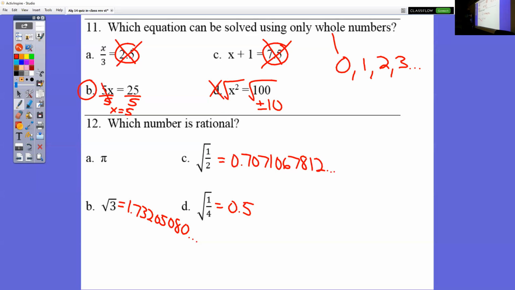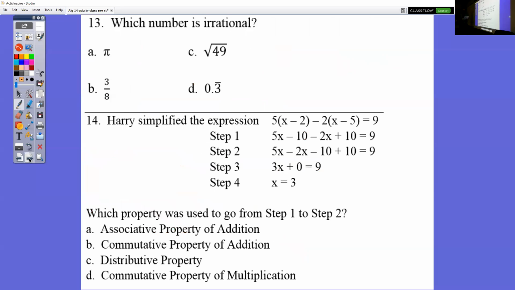When you take a look at this one, pi is the most famous irrational number there is. So that's not right. Big, long, ugly decimals like these that you can't use the repeating sign on and that don't end are irrational. So this is an irrational number. This is an irrational number. This one terminates. It stops. Terminating decimals are rational numbers. So 0.5 is rational.